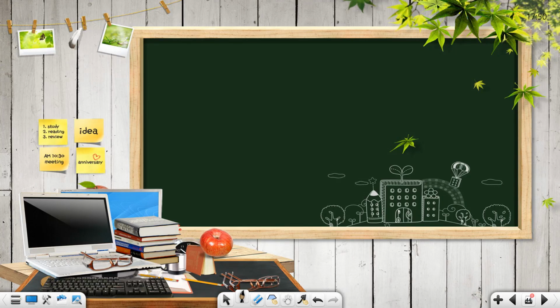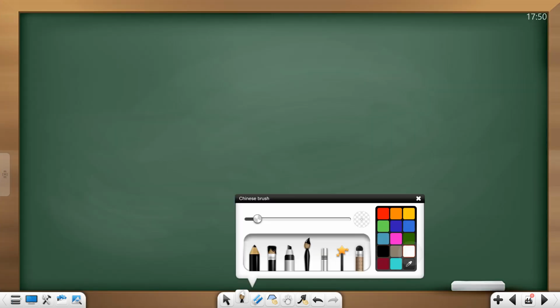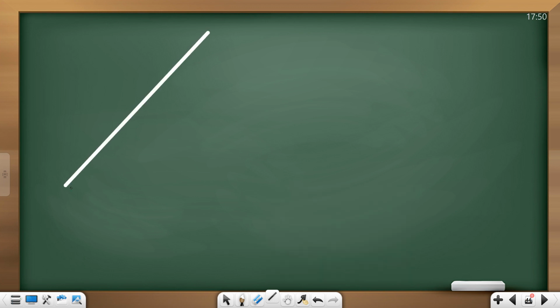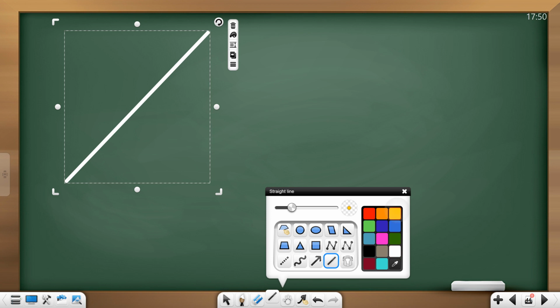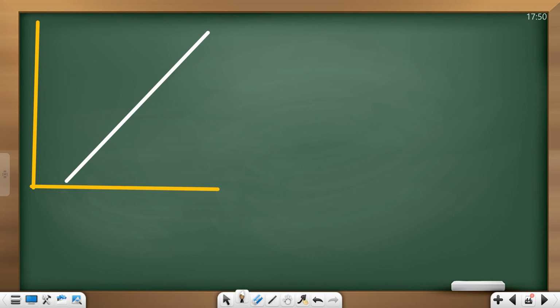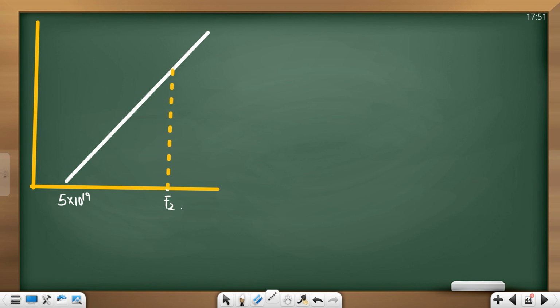Can we then say y2 minus y1 over x2 minus x1? Okay, wait, hold on. Let's see the graph. We have something like this. We have something that looks like this. And we know this as 5 times 10 to the power 14, right? We're looking for F2 there. Let's play around with a bit of physics. What do we know here? 11 times 10 to the power negative 19. What is this? 0.